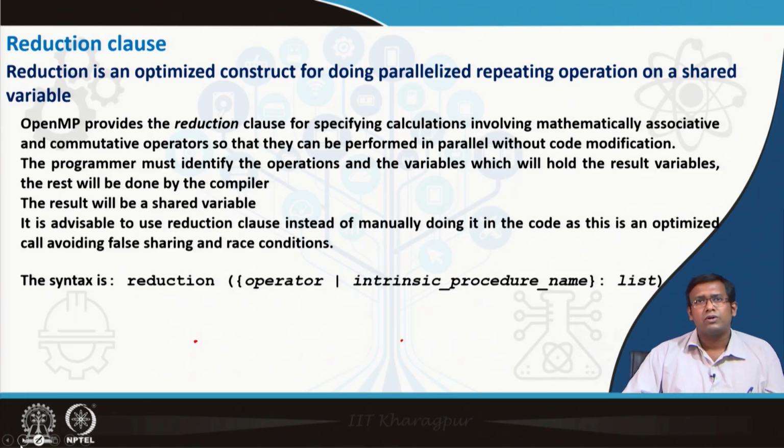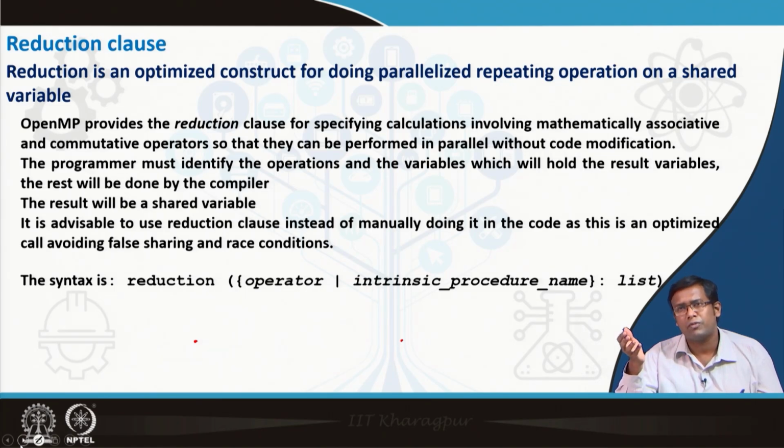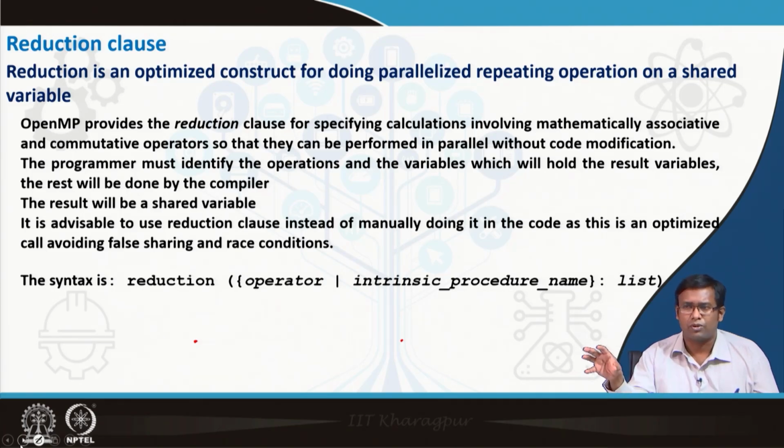It is advisable to use the reduction clause instead of doing it manually in the code, because it is an optimized call avoiding false sharing and race conditions. The shared variable is coming from several private variables which are doing local sums, local maxima or local multiplication, and then finally everything is brought together to get the shared variable. Manually it can also be done: you get all the local sums and write that the global sum is the sum of these local sums.